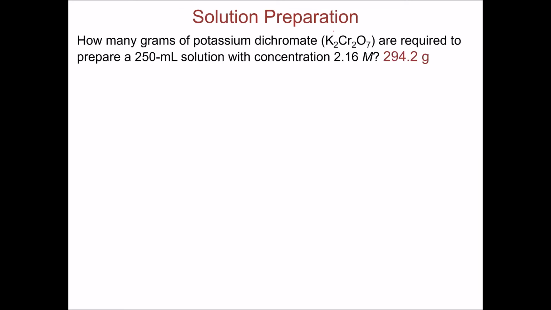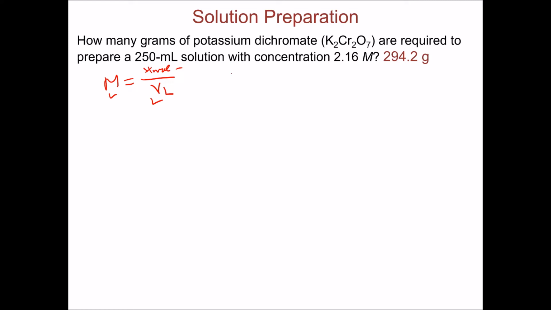If we would like to prepare 250 mL of potassium dichromate solution with this specific concentration here, how many grams do we need? From the definition of molarity, molarity equals number of moles by volume of solution in liter. So we have a relationship that correlates molarity to number of moles of the solute and volume in liter. So if we have two of these, we can simply calculate the third one.